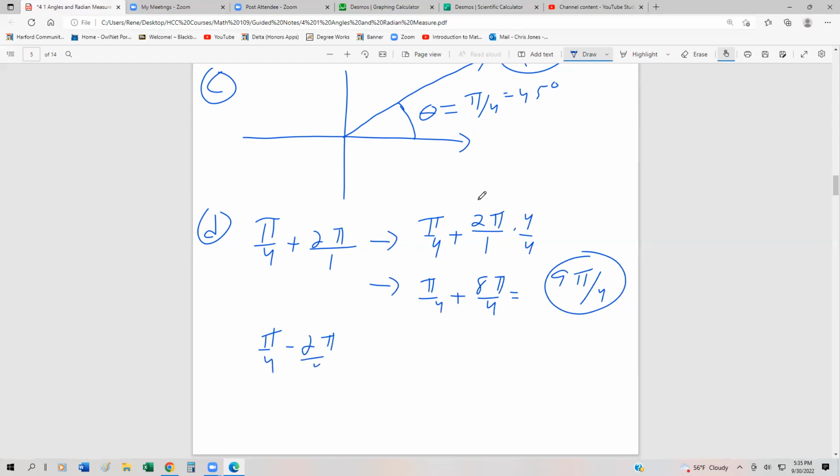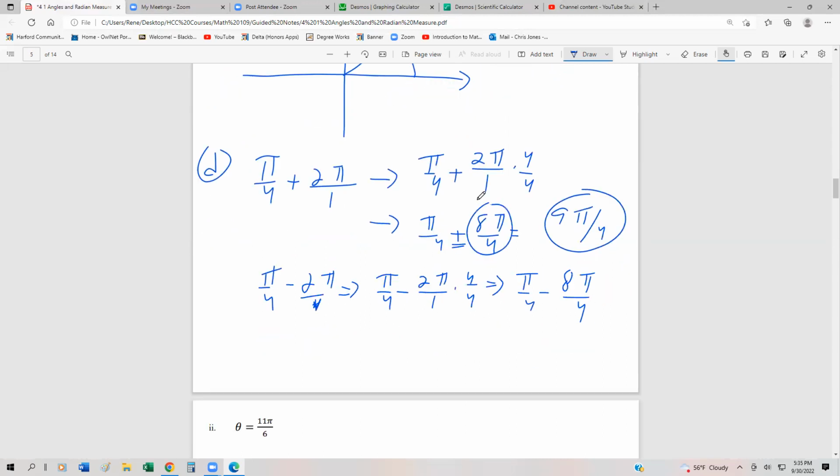And again, think of 2 pi as 2 pi over 1. That would be the same thing as we get a common denominator of 4. So that would be 2 pi over 1 times 4 over 4. That's the same as pi fourths minus 8 pi over 4. All right, so it's the same thing as right here, except we just get a minus sign. And when we subtract, pi minus 8 pi is negative 7 pi over 4.